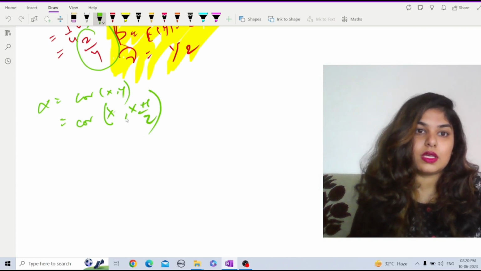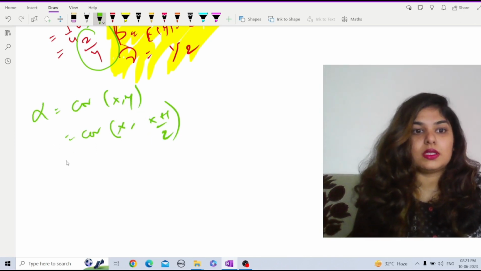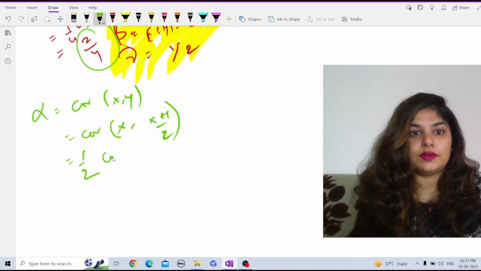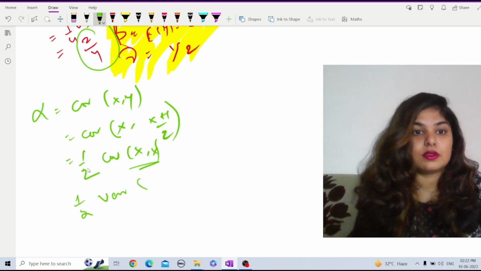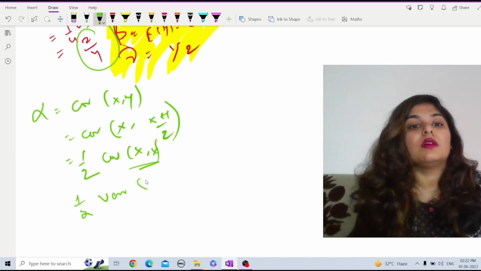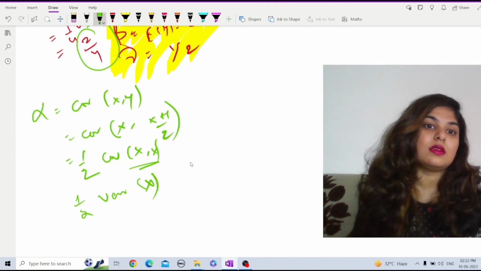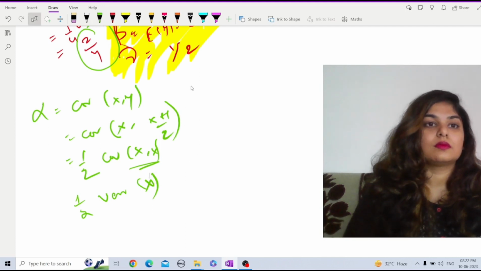So this is basically, now let us take half out. So if we calculate, we have covariance of x comma x. The covariance of x comma x is nothing but half into variance of x. Now variance of x is how much?